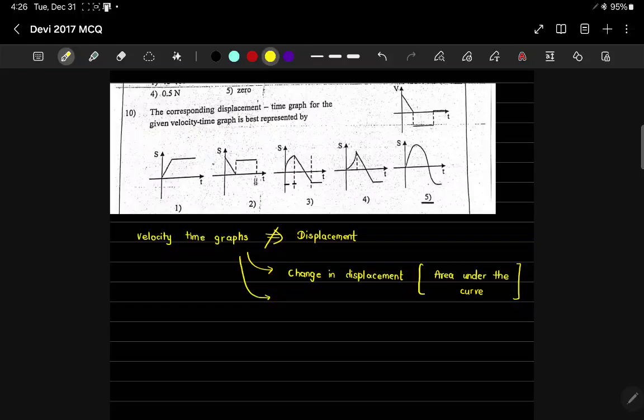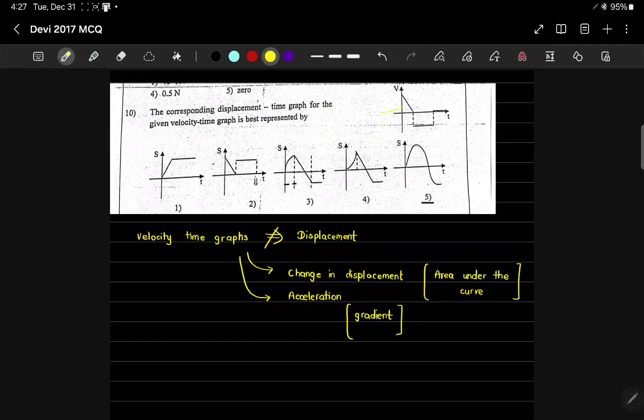Also, you can obtain the acceleration, which is the gradient of the VT graph. Now, how can we do this question? Simply, we can look at the answers and then work out what the actual answer is. We can take a look at the 5 choices and consider the answer.